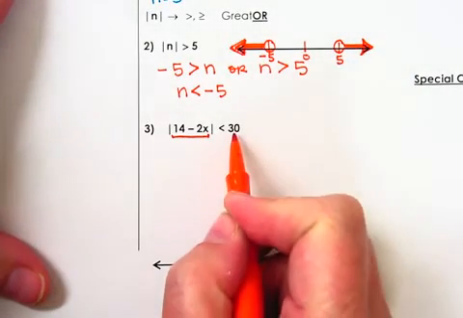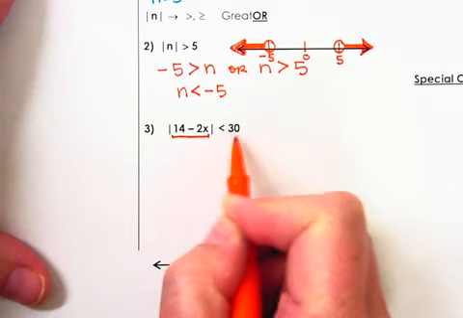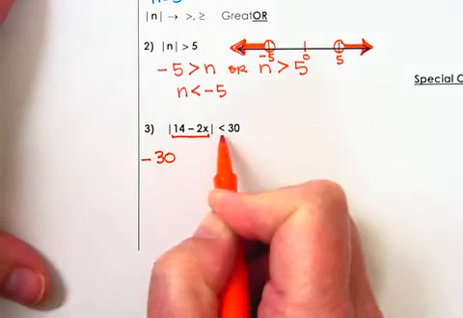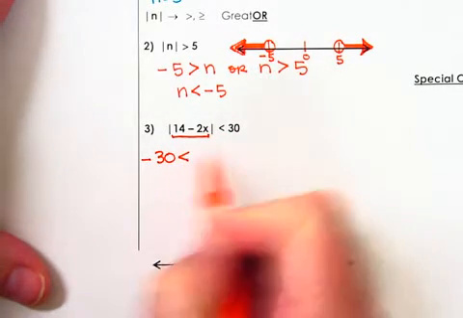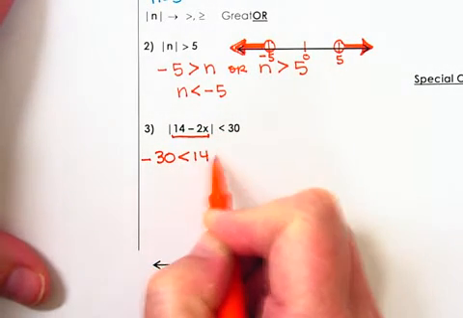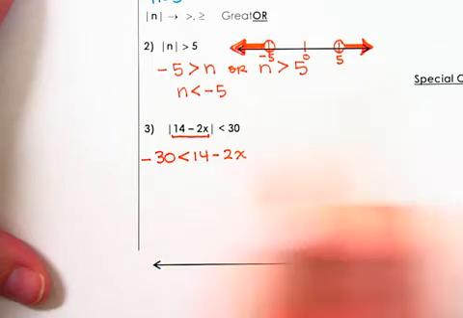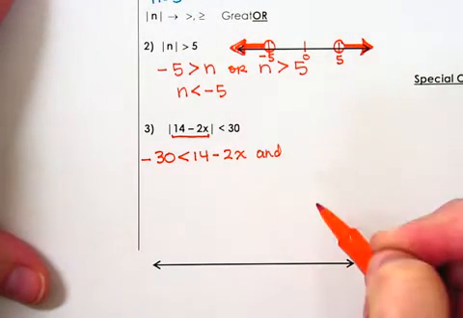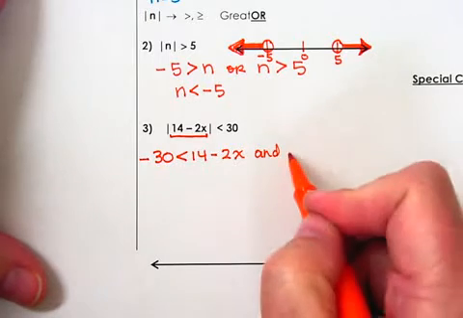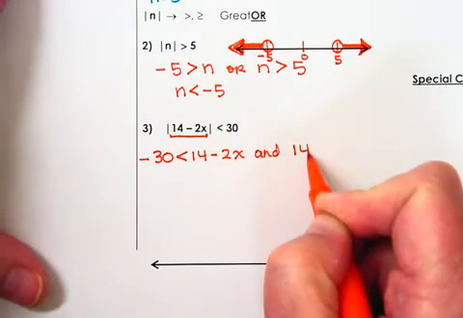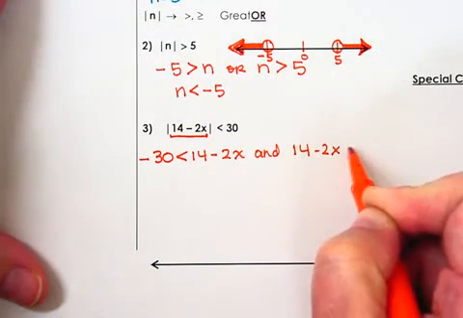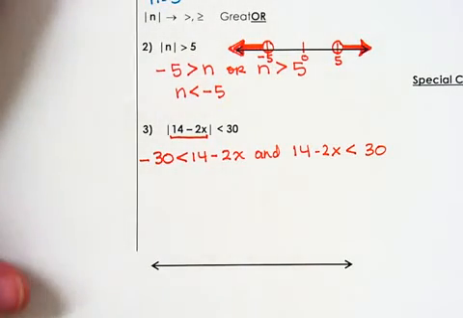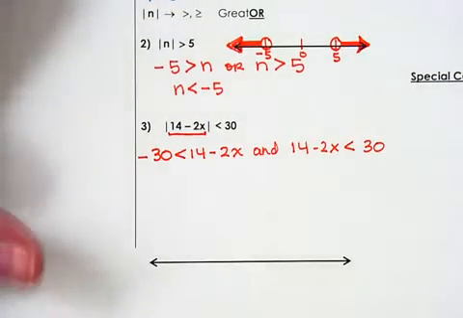The way we like to set this up is we're going to take this value. We already said it could be -30. Then using the same arrow, the same direction, -30 is less than 14 minus 2x. And because it's less than, we could say then that 14 minus 2x is also less than +30. And now we're going to go ahead and solve.